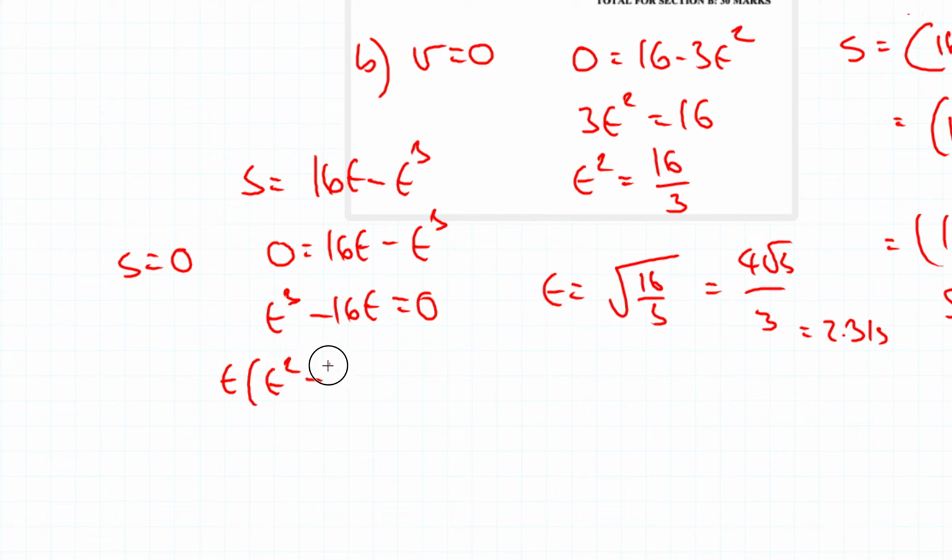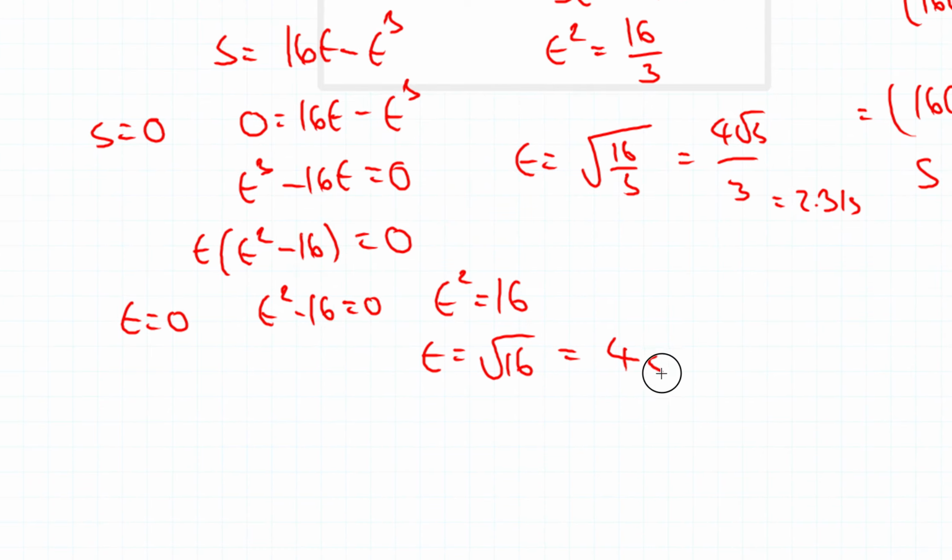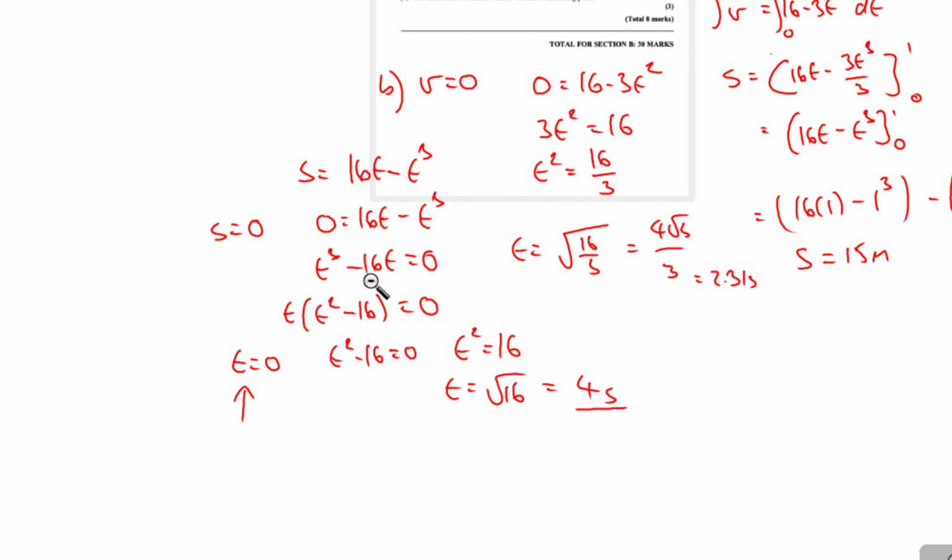So it's t times (t squared minus 16) equals 0, which means that we get t equals 0, or t squared minus 16 equals 0, so t squared equals 16, so t is equal to the square root of 16, which is 4. Again, you could put plus or minus, but time can't be negative, so t is equal to 4 seconds, and this is the value of when it returns, because t equals 0 was the initial starting point. So this is your final answer. And that brings us to the end of this paper.